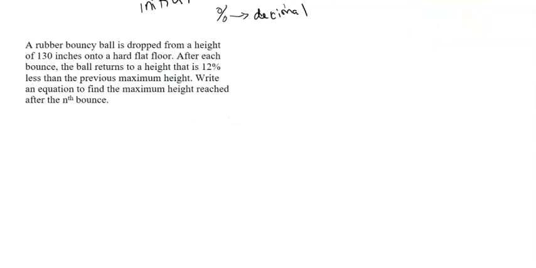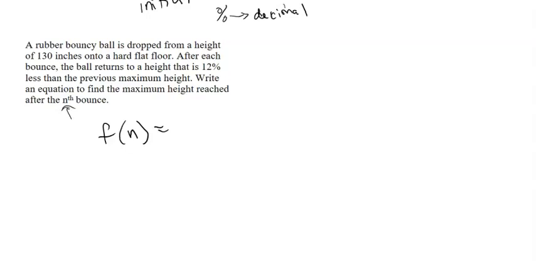Here's an example of the types of problems that we looked at. We have a rubber bouncy ball dropped from a height of 130 inches onto a hard flat floor. After each bounce, the ball returns to a height that is 12% less than the previous maximum height. Write an equation to find the maximum height reached after the nth bounce. So we see the nth bounce, that tells us our variable is going to be n for the number of bounces. So we're going to say f of n equals.